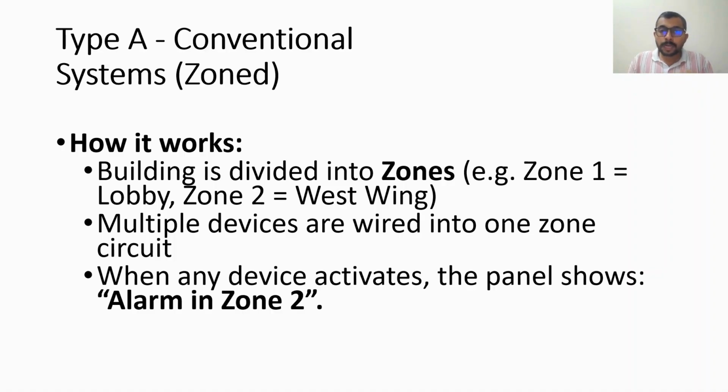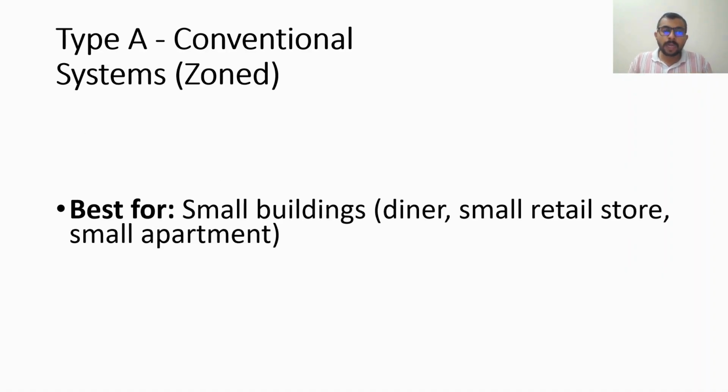So what places is the conventional system suitable for? The conventional system is typically suitable for small buildings. For example, it could be porta cabins, a single floor building, a G+1 building, etc. Buildings could be site accommodations, porta cabins, small cafes, small apartments, small retail stores, etc. For such areas, a conventional system would be suitable.